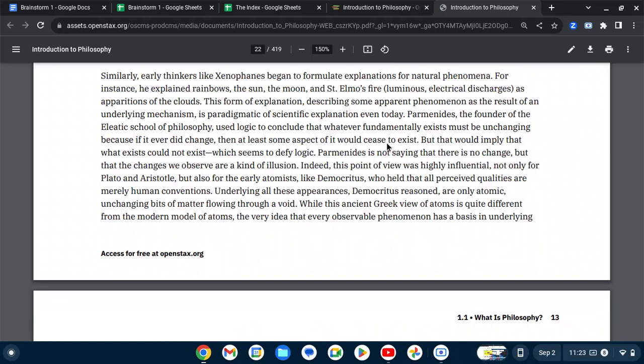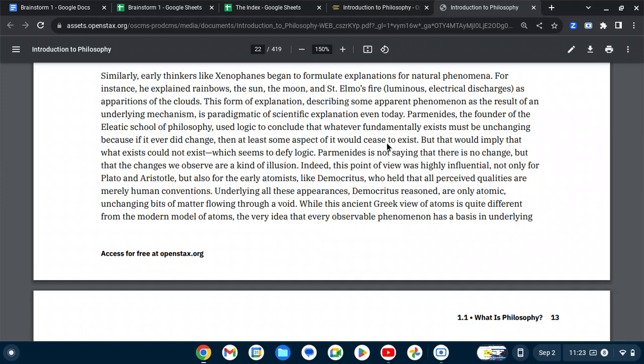Parmenides, the founder of the Eleatic school of philosophy, used logic to conclude that whatever fundamentally exists must be unchanging, because if it ever did, then at least some aspect of it would cease to exist. But that would imply that what exists could not exist, which seems to defy logic. Parmenides is not saying that there is no change, but that the changes we observe are a kind of illusion.